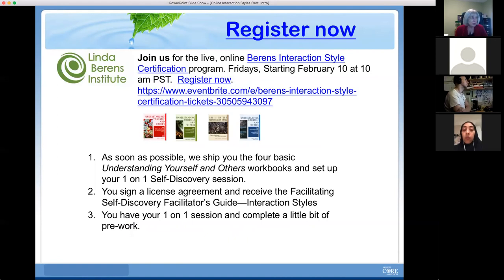So first thing we do is we ship you the booklets. You sign a license agreement and you receive electronically the facilitator guide sections for doing the interaction styles. So you will get this blueprint on how to facilitate. It's at least a start when you're a novice to have a guide, a scripted dialogue with activities that follow the adult learning process and how to debrief those. And you have a one-on-one session that we will do probably on Zoom. Skype is okay too. And you complete a little bit of pre-work. So the first session is February 10th.